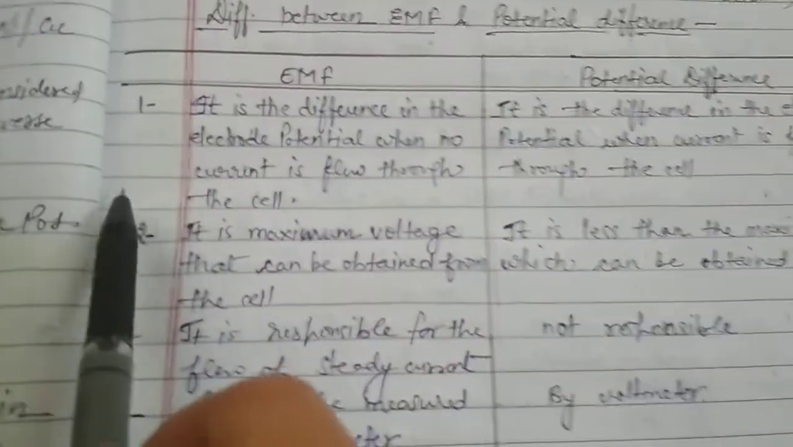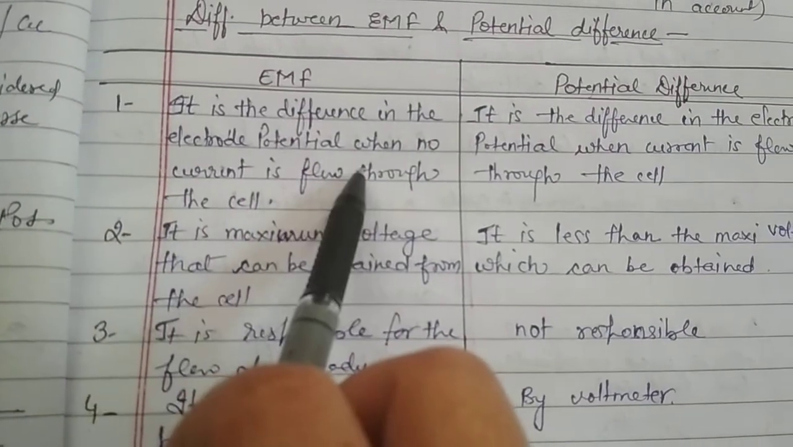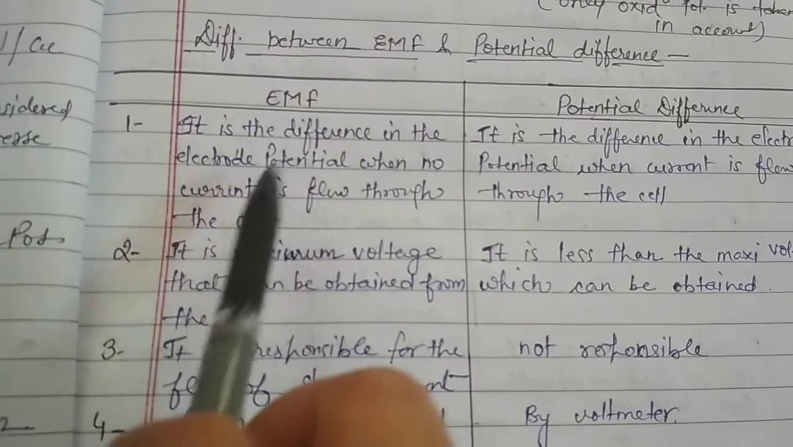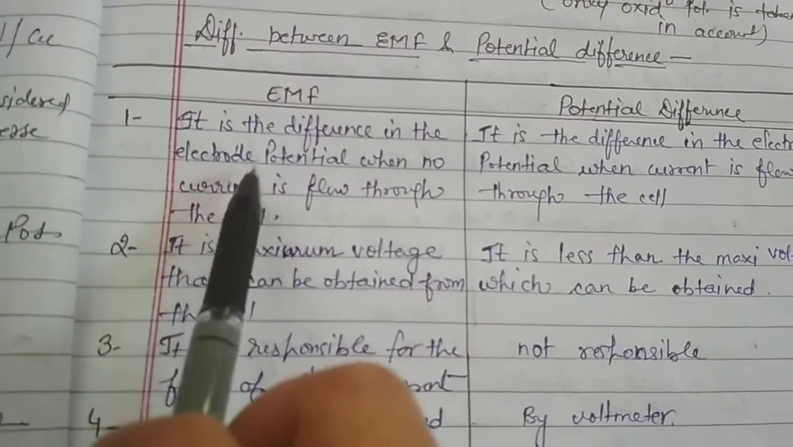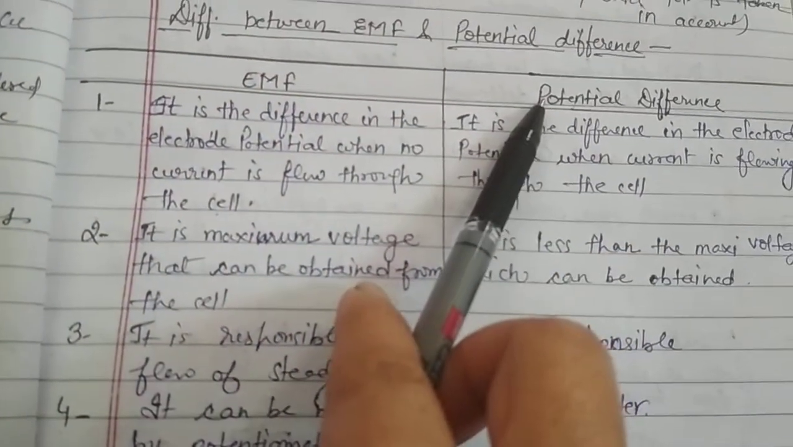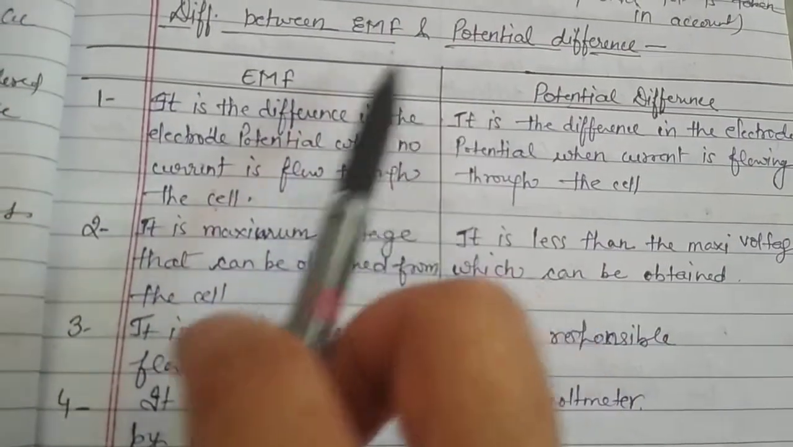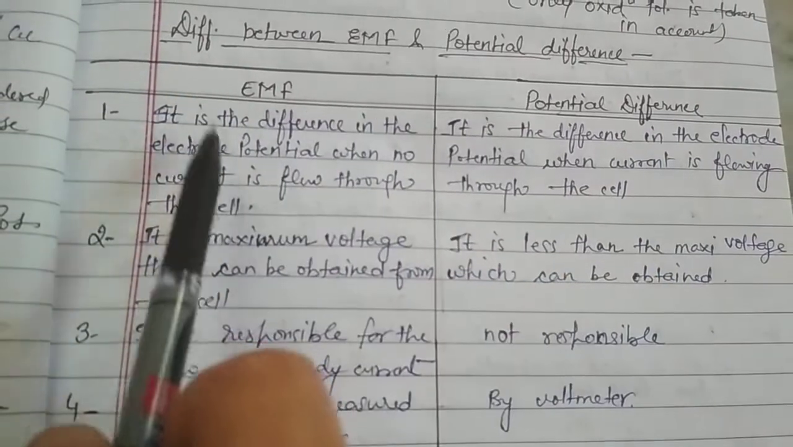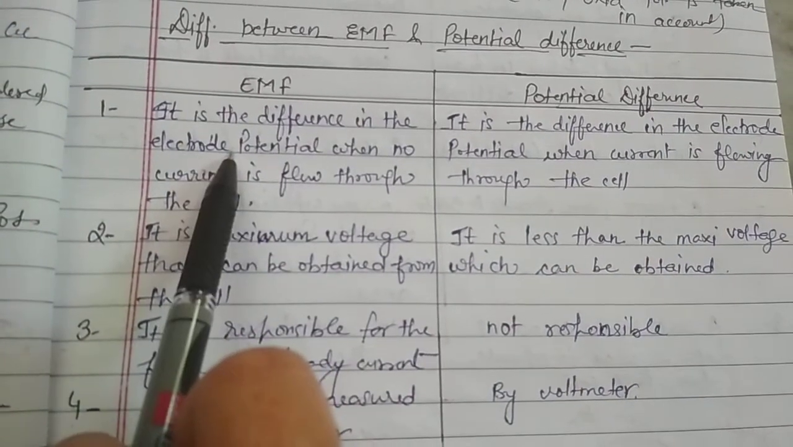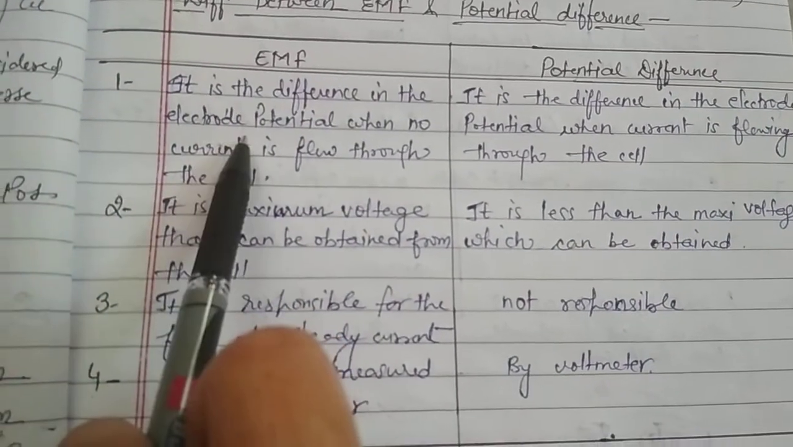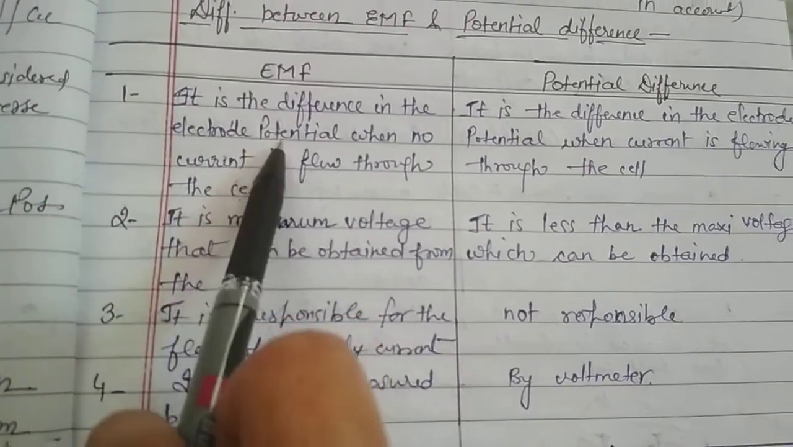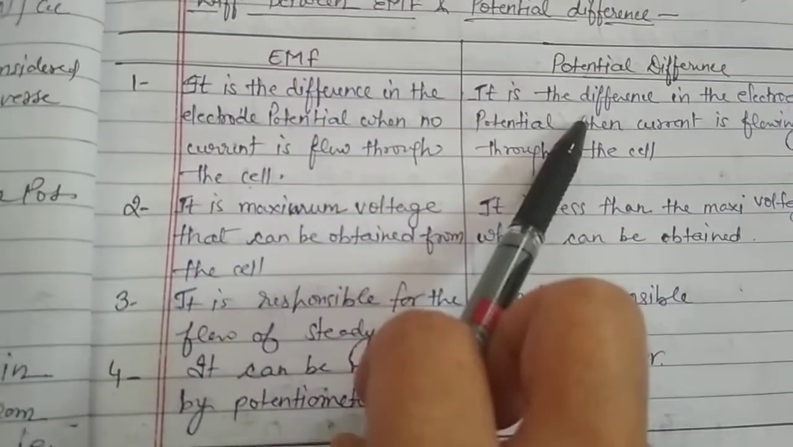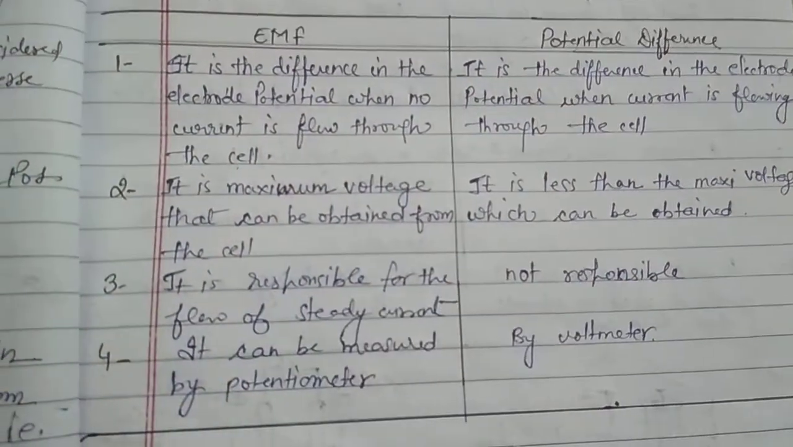When we are talking about an open circuit, it means current is not flowing through the cell. While the potential difference is the difference in the electrode potential when current is flowing through the cell. So we are talking about the open circuit when we are talking about EMF, that is the difference of potential when no current is flowing. But for potential difference, the current is flowing, so it is a closed circuit.